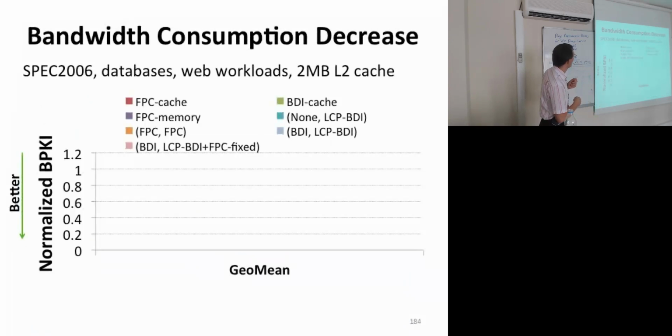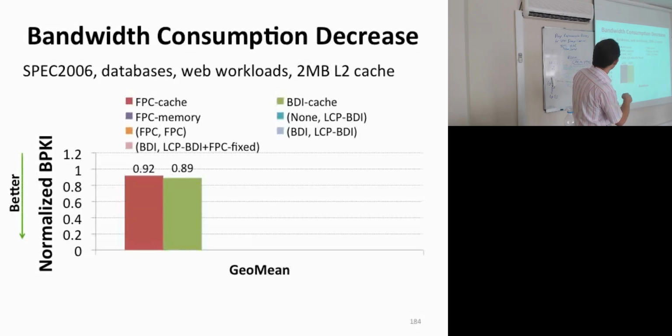The bandwidth consumption decrease, this shows the decrease in bandwidth consumption when you do memory compression. And this is normalized bus accesses per kilo instruction. And again, averaged over all workloads, and lower is better. And 1 is the baseline system. FPC cache is if you employ cache compression only. BDI cache is if you employ cache compression only, and you do base delta immediate, and you do frequent pattern compression. So bandwidth is reduced if you use cache compression.